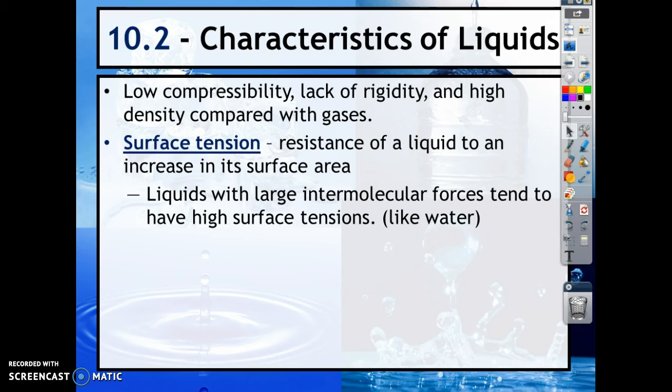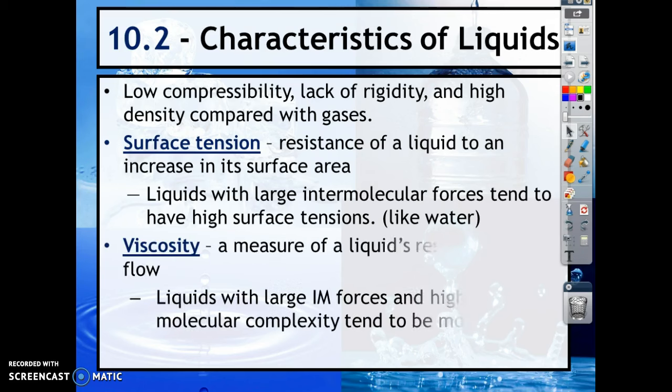But let's say that bug was standing on alcohol, which has a lower surface tension. He might not be able to stand on it as easily. He might sink into the alcohol.